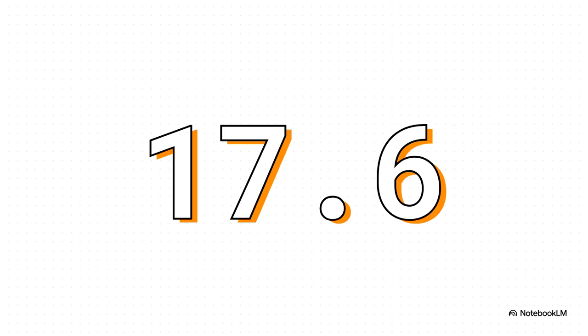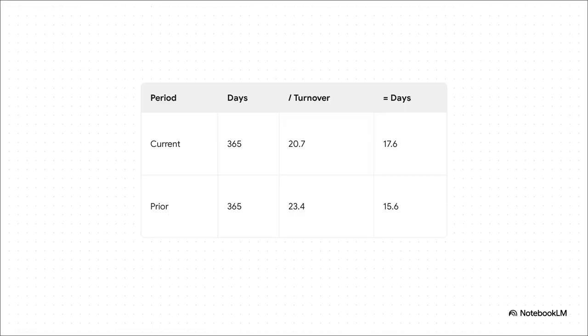17.6 days. We're going to use this specific number as our anchor to really understand the calculation. So how do we actually get to that 17.6? Well, for the current year calculation, we use that constant numerator of 365 days and divide it by an inventory turnover of 20.7 times. Boom, 17.6 days. Now compare that to the prior year. Back then, the company had a higher inventory turnover of 23.4 times. Divide 365 by 23.4 and you get 15.6 days. So you can clearly see the days tied up in inventory actually went up from 15.6 to 17.6.